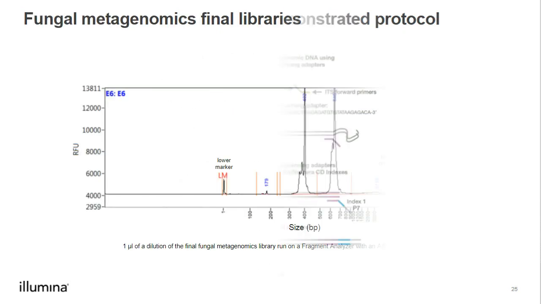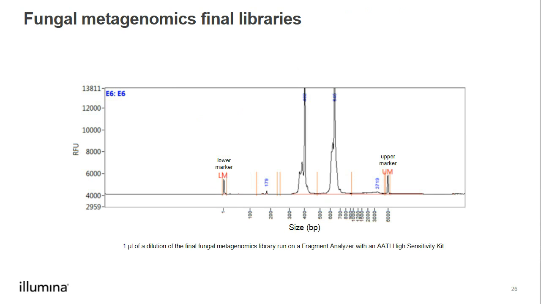When viewing our final library traces on the Fragment Analyzer or comparable trace instrument, we can see a range of variably sized products. And these can be distinct peaks or they can show a broad distribution or kind of a smear. Libraries will typically have fragments between about 225 bases and 775 bases, and the distributions and sizing will vary based on the species present in the samples.